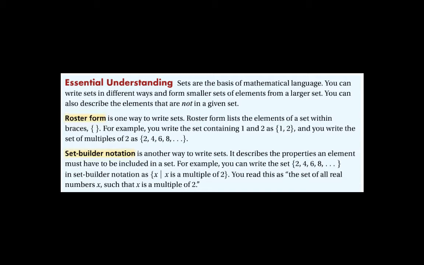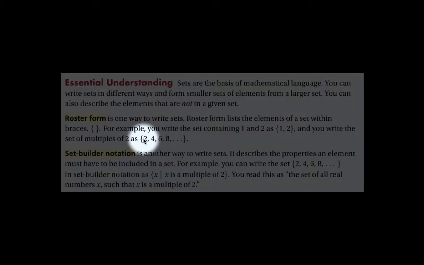So roster form is one way to write sets. Roster form lists the elements of a set within braces, curly braces. For example, you write the set containing the numbers 1 and 2 as {1, 2} in curly braces. And you write the set of multiples of 2 as {2, 4, 6, 8, ...} in curly braces.